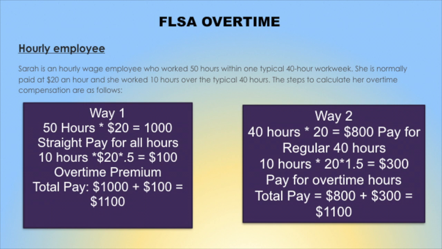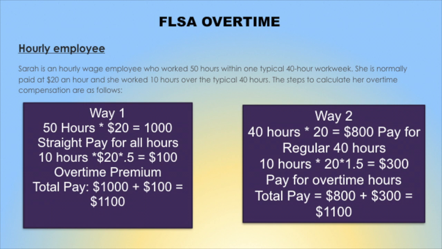Now we have to calculate the overtime premium, which is half of the hourly rate. So 10 overtime hours times $20 times 0.5 gives you 100. We will add the 1,000 and 100 and we get $1,100. Now let's look at the second method.